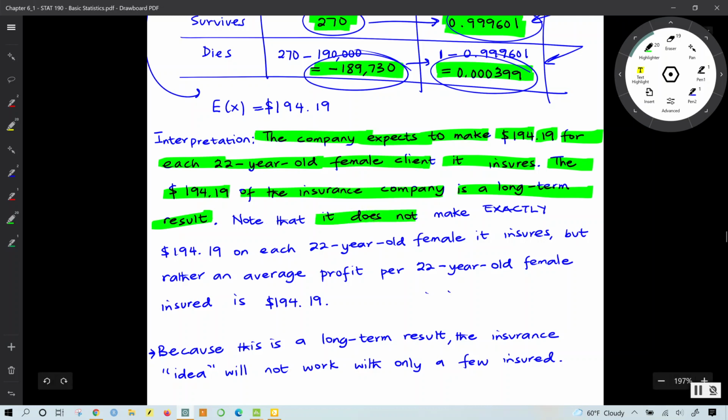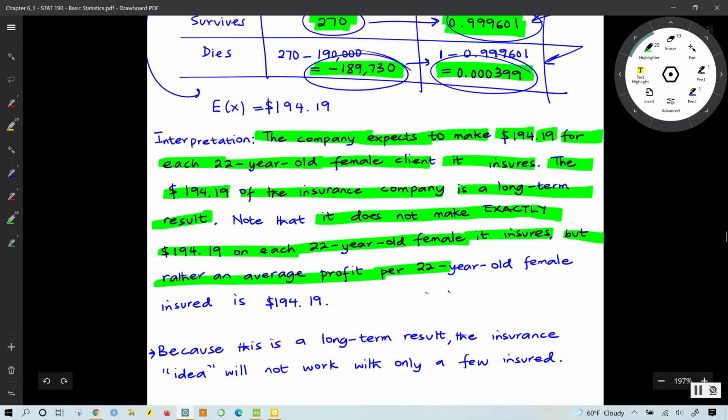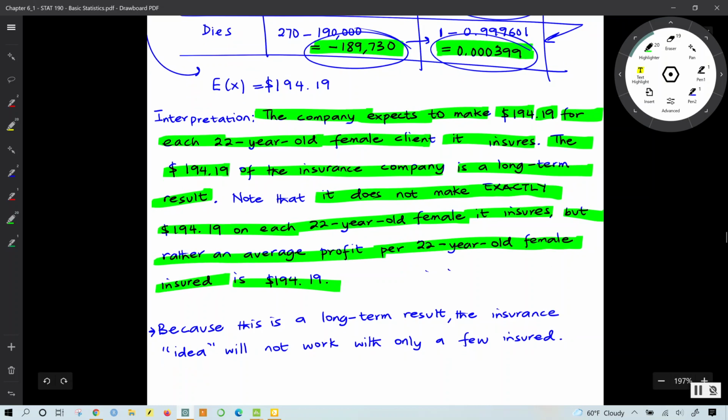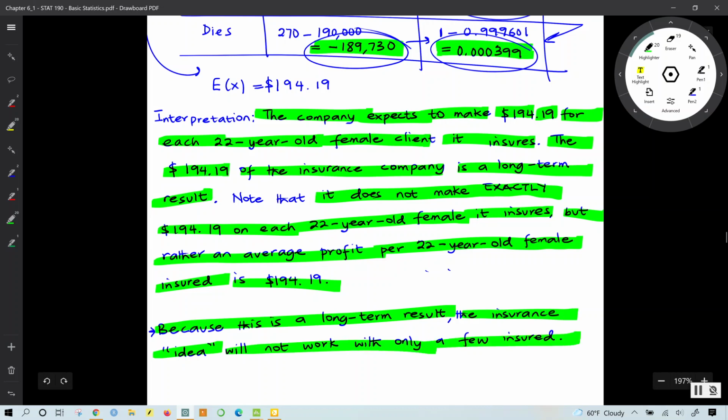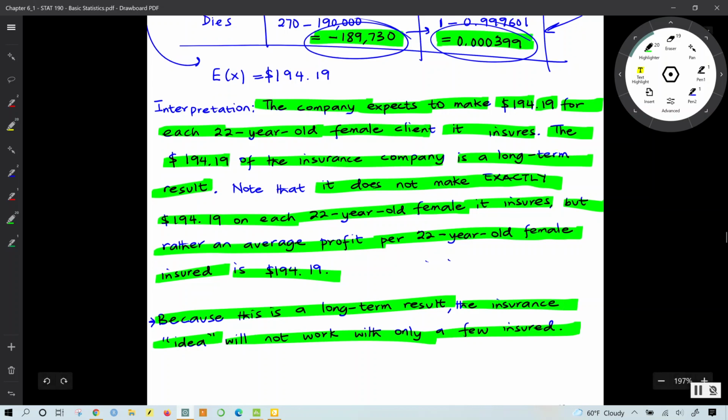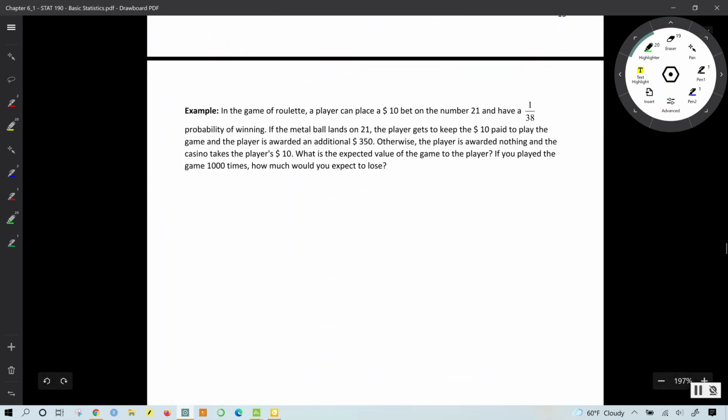And again, it will not make exactly that amount on each 22-year-old female it insures, but rather an average profit per 22-year-old female insured is this $194.19. Again, because this is a long-term result, this insurance idea may not work if they only have a few people that are insured as members of this policy. With that said, let's move on to the next example.